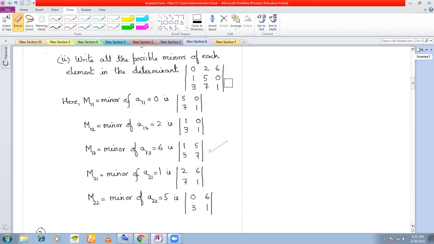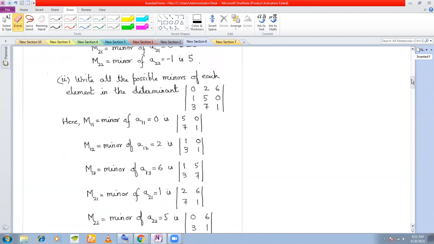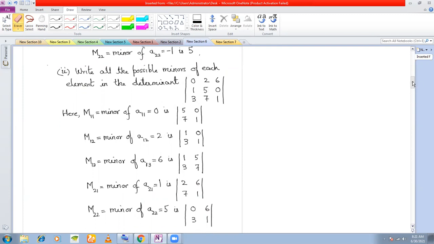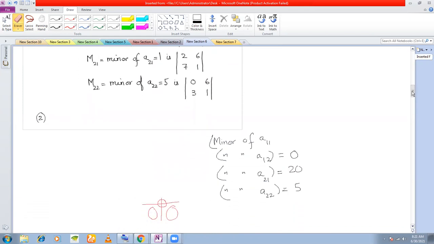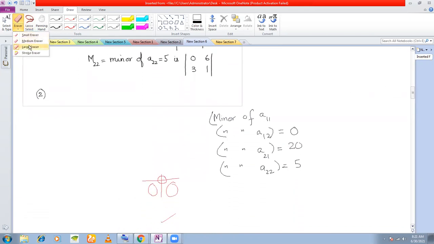Similarly, you do this for each element, right? You can calculate the minor of each element in this manner. Tell me, why for each element? We have 9 elements, so there will be 9 minors. Why for each element? Because we want to evaluate the value of the determinant with the help of these minors. We'll require these. So these are called the minors.